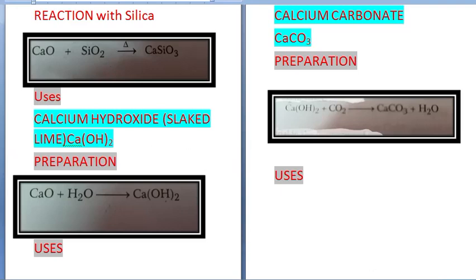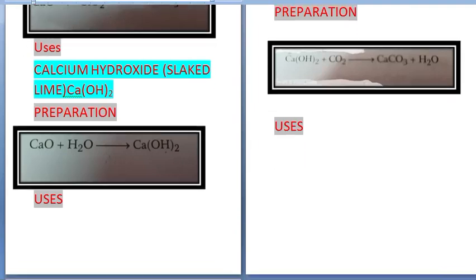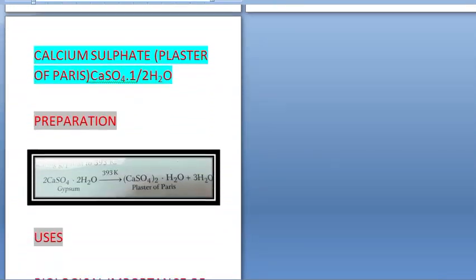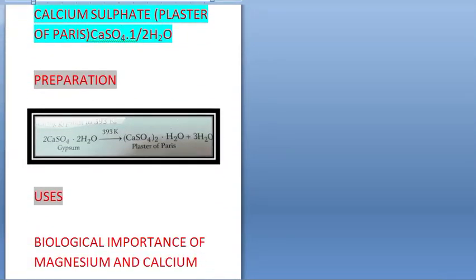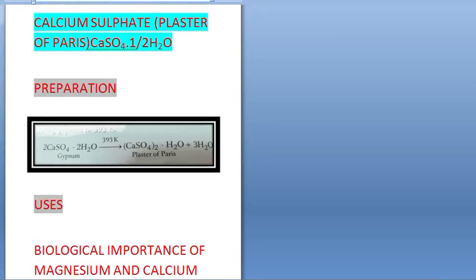Next compound which we will study is calcium sulfate. Whenever you meet with some injury in which your bones are broken, so a fracture, whichever part of your body, they put a plaster on your hand or your leg. That plaster is made from this calcium sulfate.